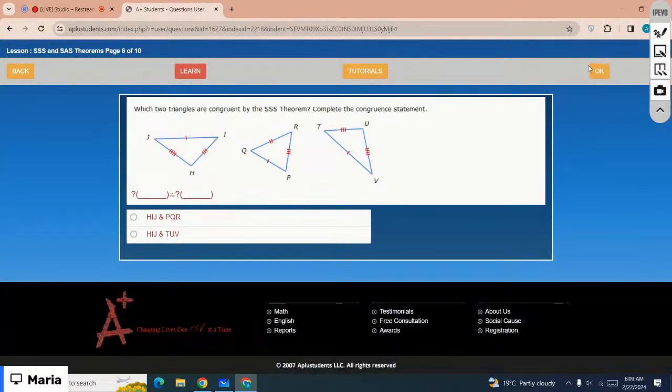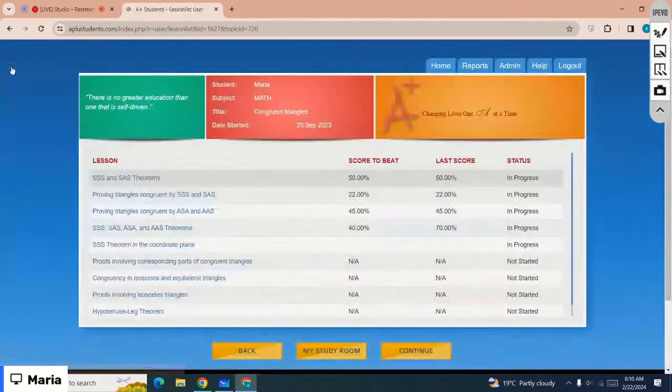Okay, which two triangles are congruent by SSS theorem? Which is the correct option? The correct option is HIJ and TUV. Option number 2 is the correct option. You can complete the lesson by yourself later today. Let me move on to the next lesson.